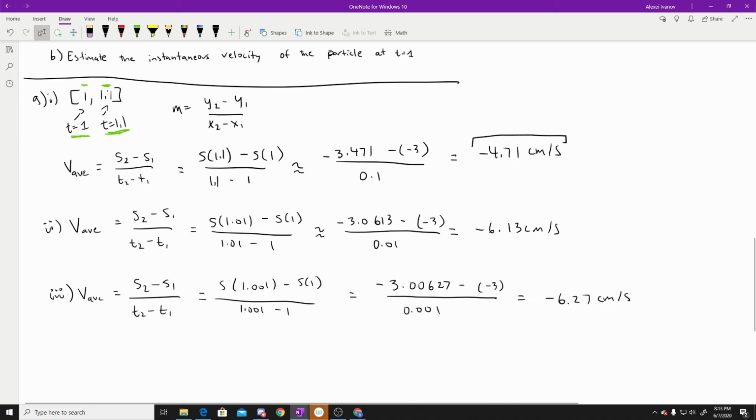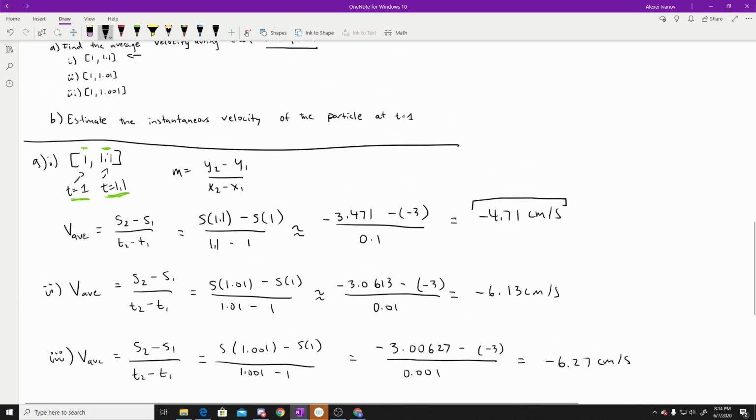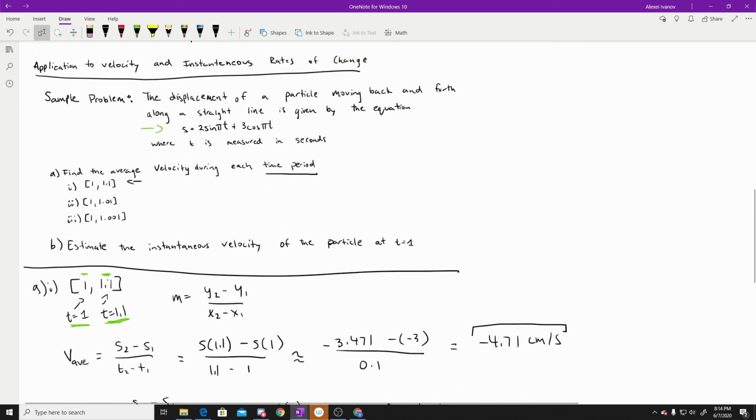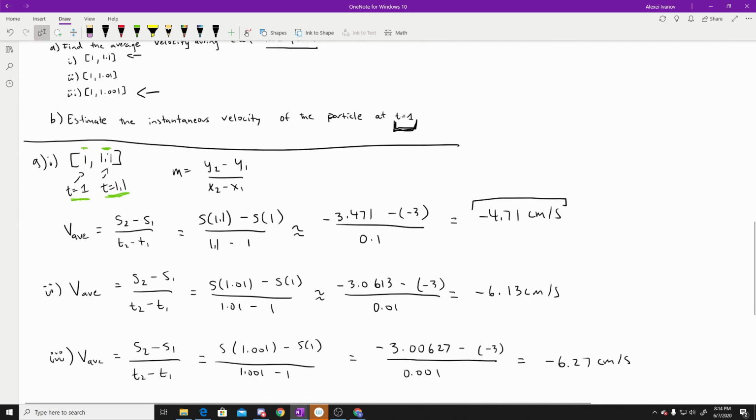And now moving back up to the follow-up question, which was estimate the instantaneous velocity of the particle at t equals 1. One of the main changes that we can notice from this question to the previous one is that there's no longer this time period given, it's just at a single t value. So we don't have the tools to solve this problem yet, but further on in the chapter, we will figure out how to solve these types of questions. As of now, all we can do is estimate the instantaneous velocity.